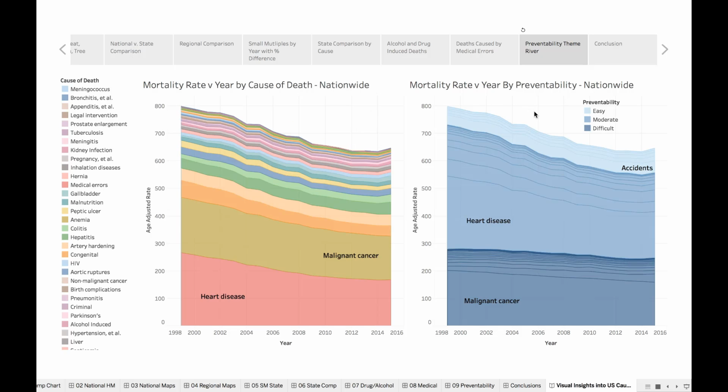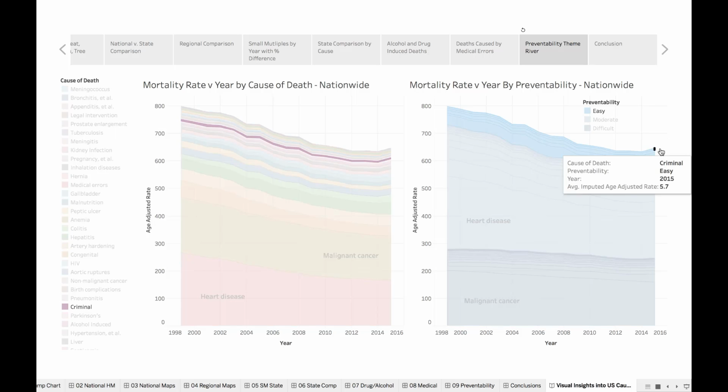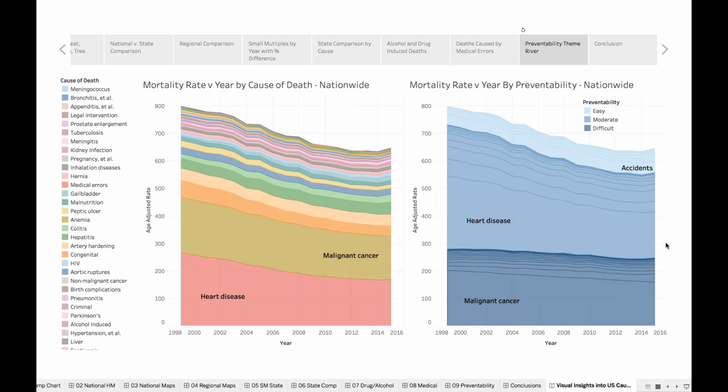If the mortalities due to the causes in the two most preventable categories were eliminated, the mortality rate in 2015 would have dropped by more than half, from about 650 deaths to less than 300 deaths per 100,000 people for that year.